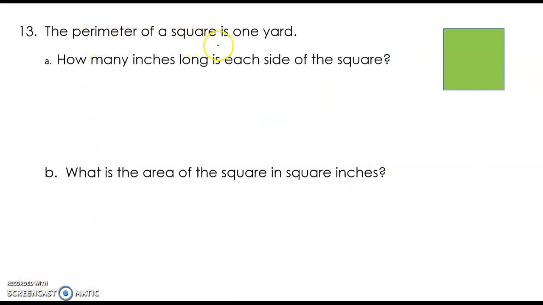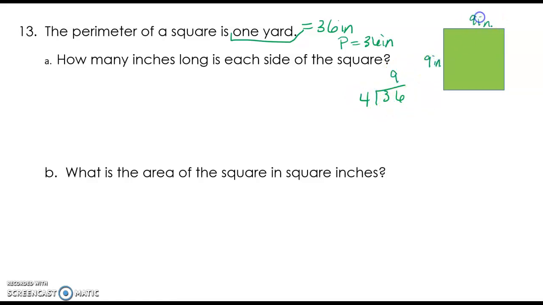All right, perimeter of a square is 1 yard. And we know from a previous problem that that's 36 inches. So my perimeter is 36 inches. Let me find out how much each side is, okay? So 4 divided into that is 9 inches.